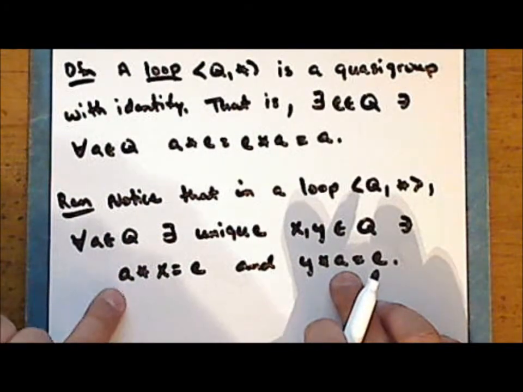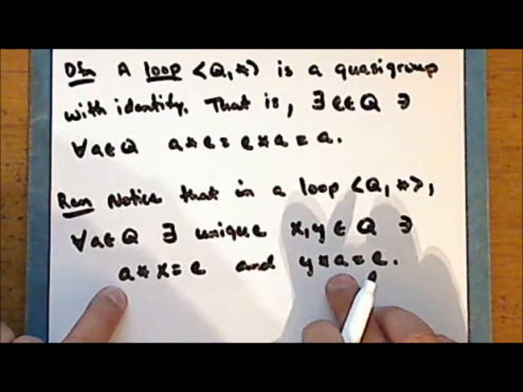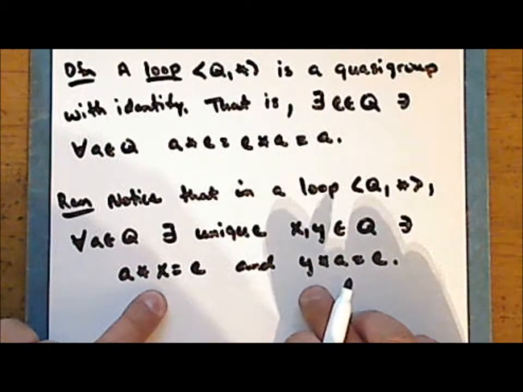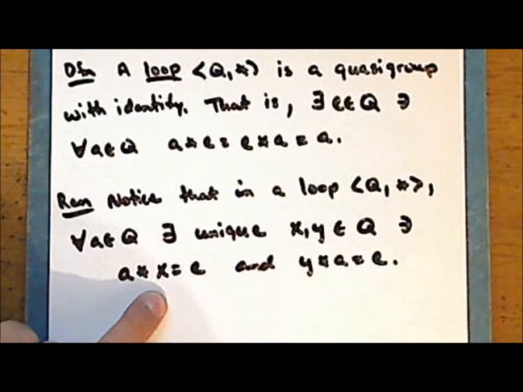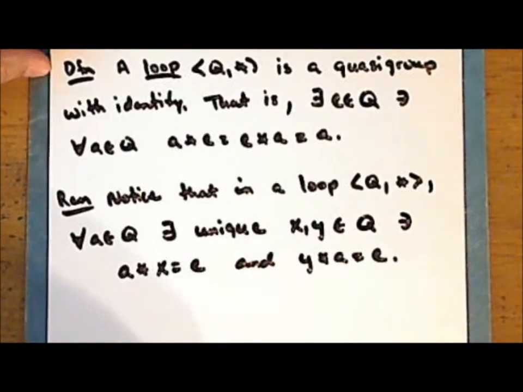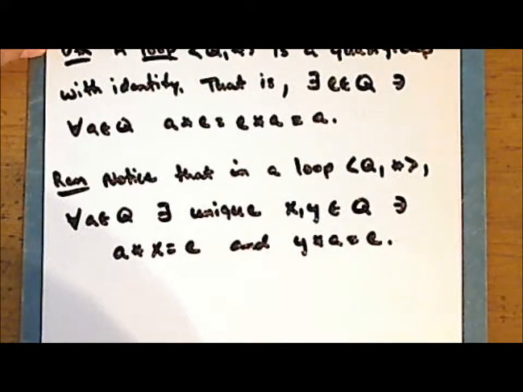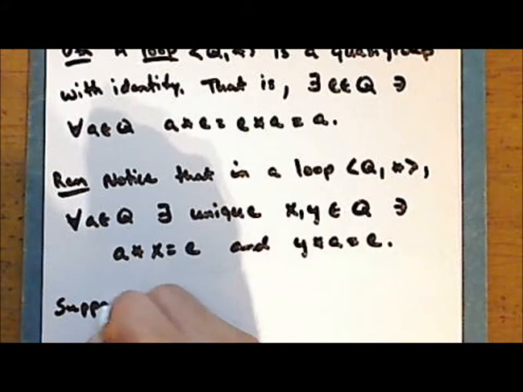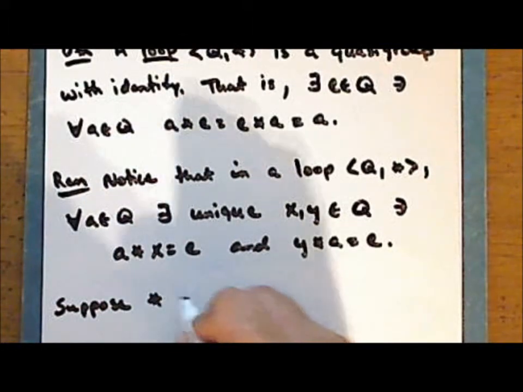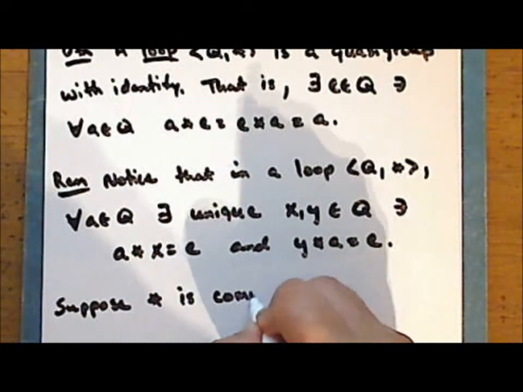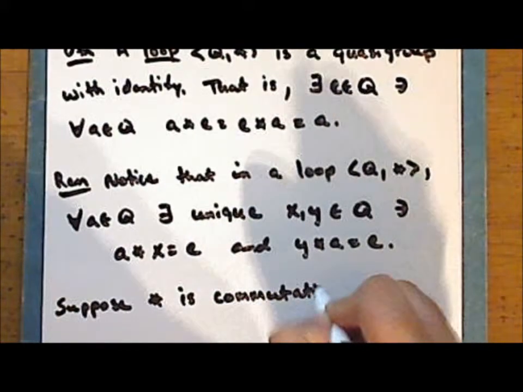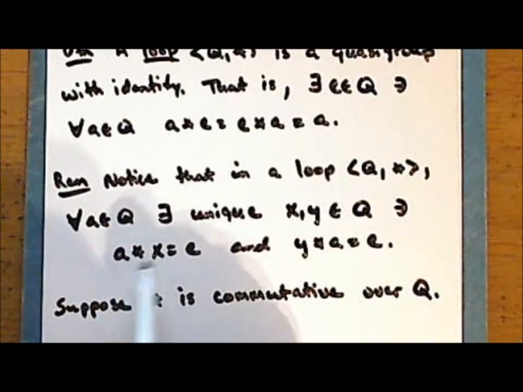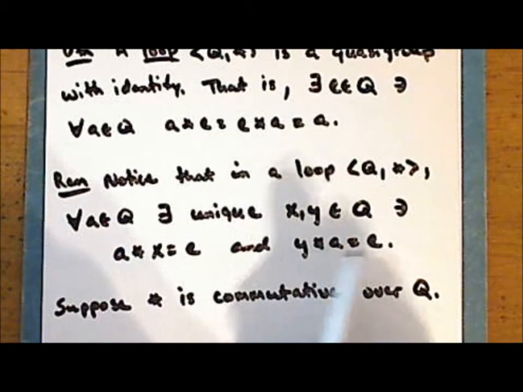Now, this is not the same as saying that the element A has a unique inverse in the set. In order for that to be true, the elements x and y must be the same element. Now, there are two ways in which this occurs. One is if the operation is commutative. So suppose that the operation star is commutative over the set Q.